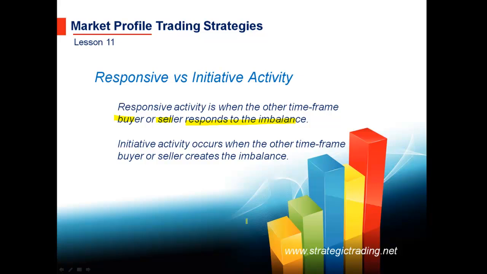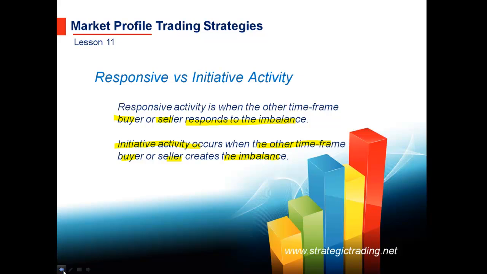Now, the profile tells us that they're going to respond. We just need to now be able to identify when the response begins. And when it begins, we want to be a part of it. Now, initiative activity, on the other hand, occurs when the other time frame buyer or seller creates the imbalance. So they are the ones that are initiating the imbalance rather than responding to it.